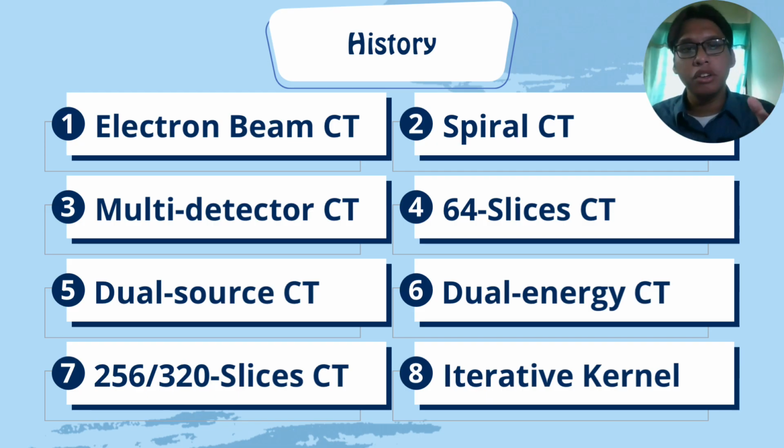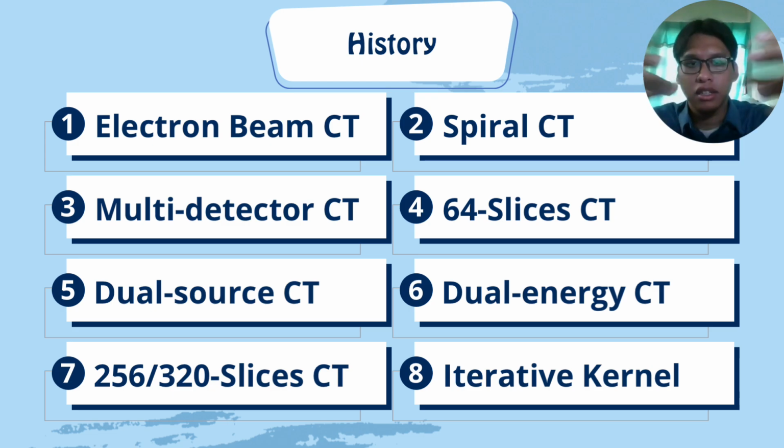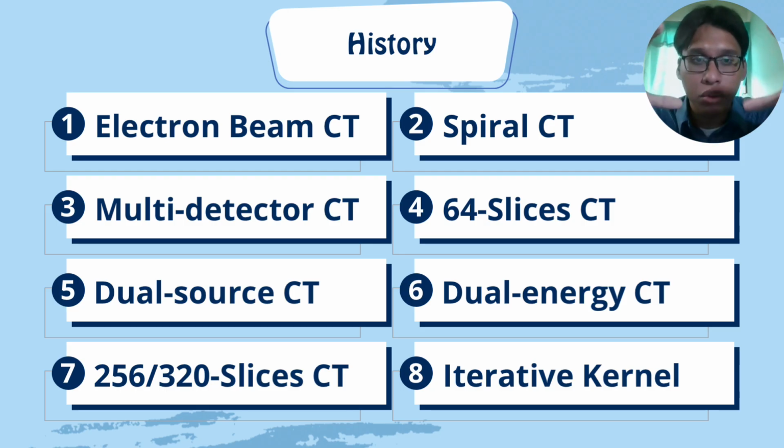Next, I'm going to give a brief history of all the major advancements received by the CT scan throughout the years. Firstly, we got electron beam CT, then there's spiral CT, next we got multi-detector CT, after that is 64 slices CT, and then we got dual source CT. All of this just improved the radiograph produced by the CT scan. But for the next one, the dual energy CT, what it does is improve the capability of a CT scan to differentiate between two anatomical structures way better.